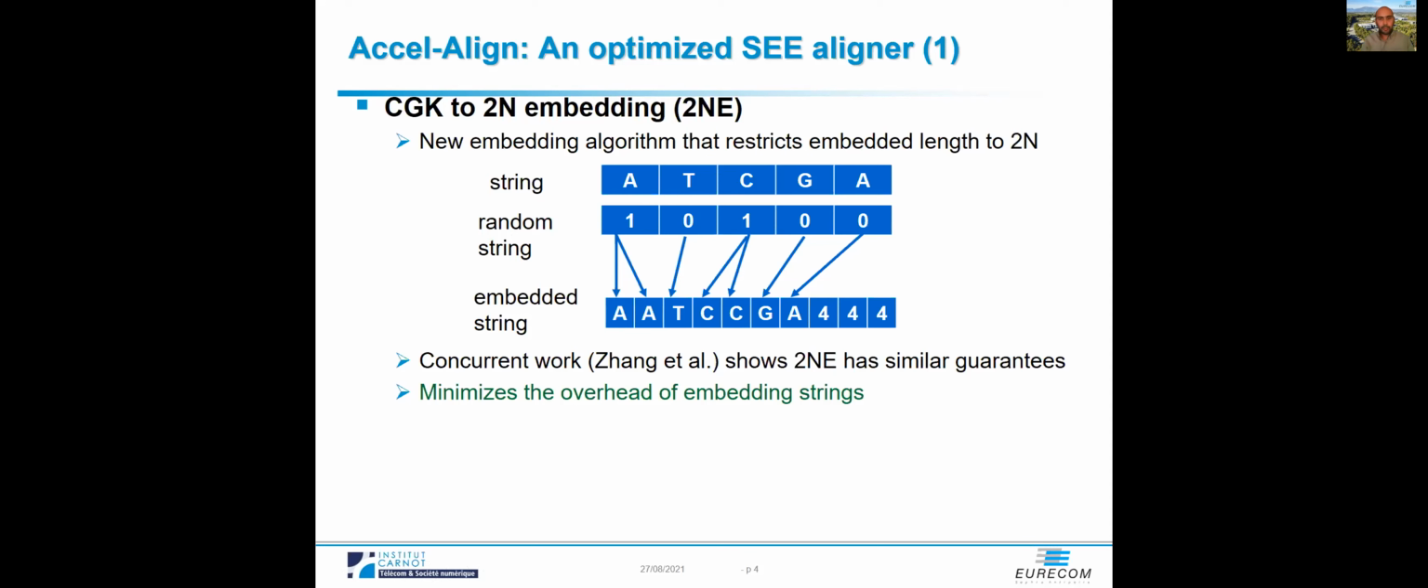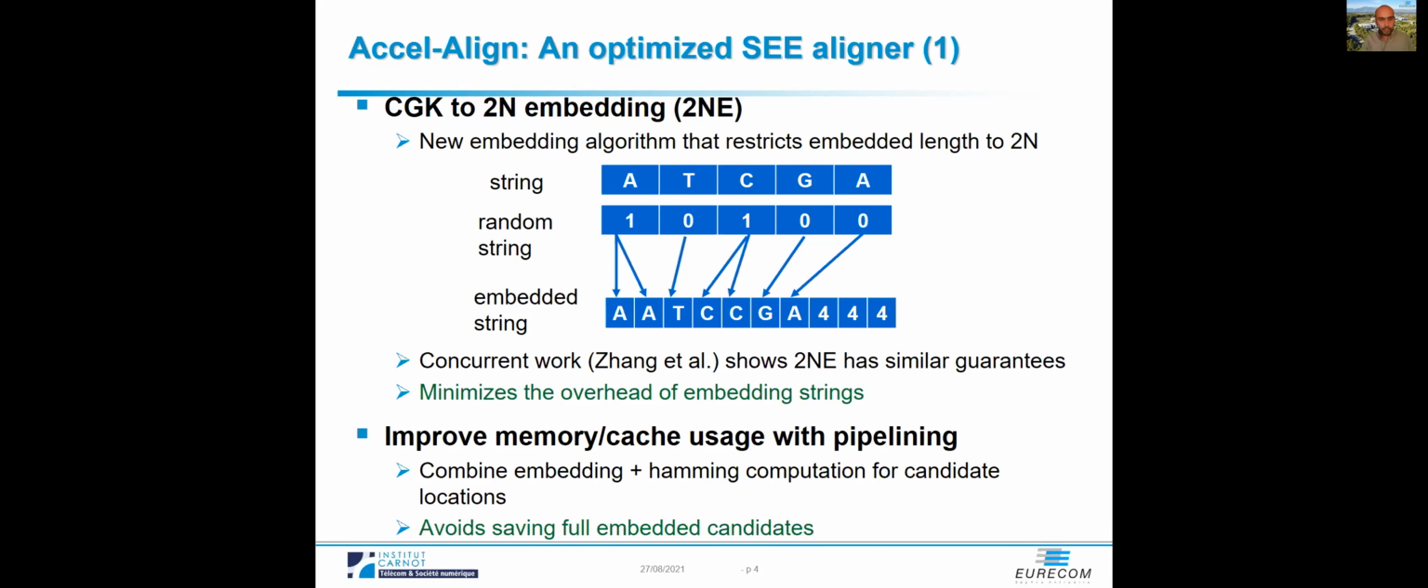Now, while we built this algorithm, there was concurrent work from Zhang et al., which actually showed that this 2n embedding actually has very similar distortion guarantees and lower bounds compared to the original CK embedding. And in our own algorithm, we actually see that for all practical purposes, the accuracy that we get with 2n embedding is the same as 3n embedding, and we get some performance improvement. So that was the first optimization that we did.